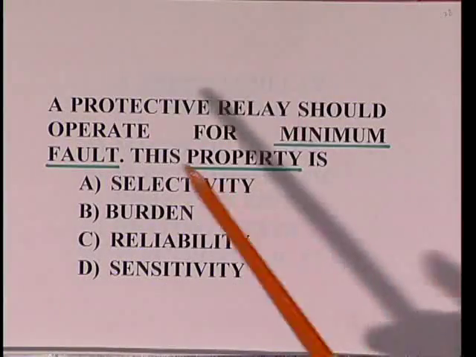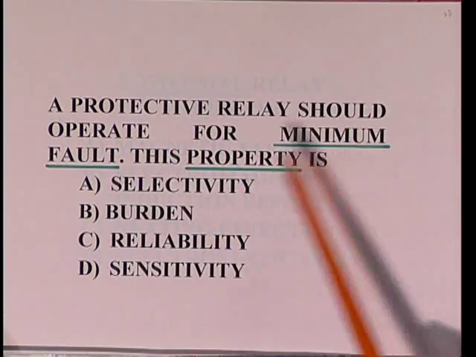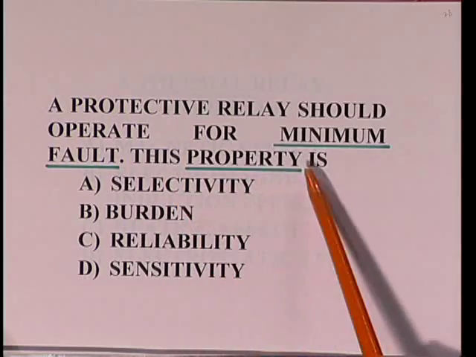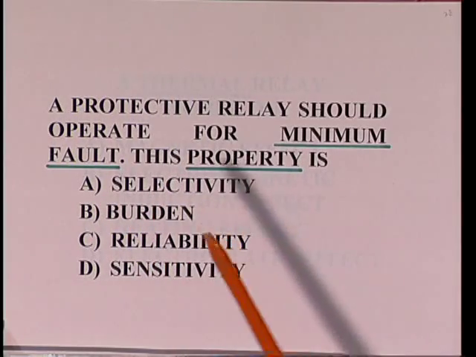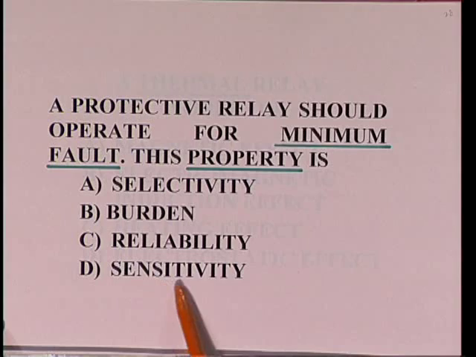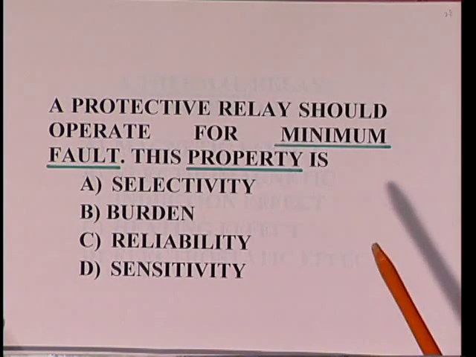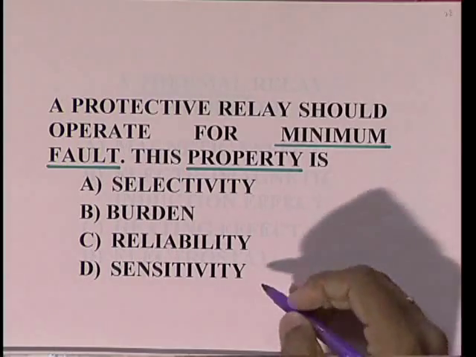Next question is, a protective relay should operate for minimum fault. This property is A. selectivity, B. burden, C. reliability, D. sensitivity. The correct answer is D, sensitivity.